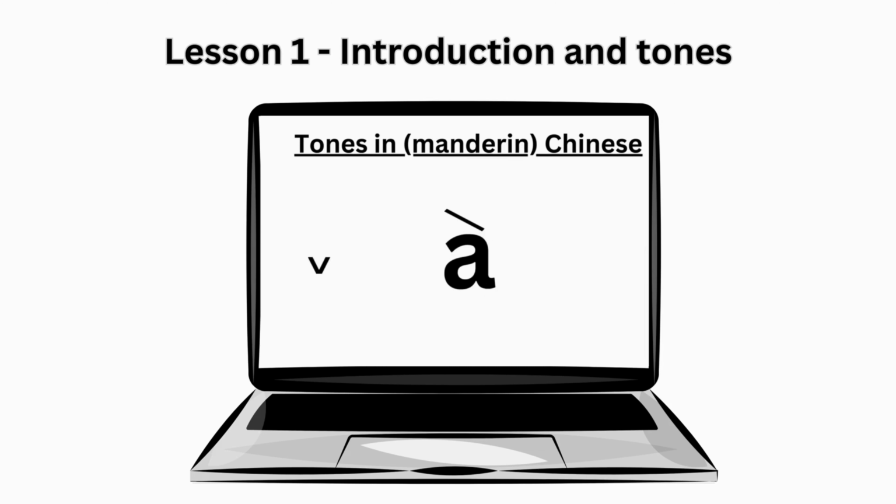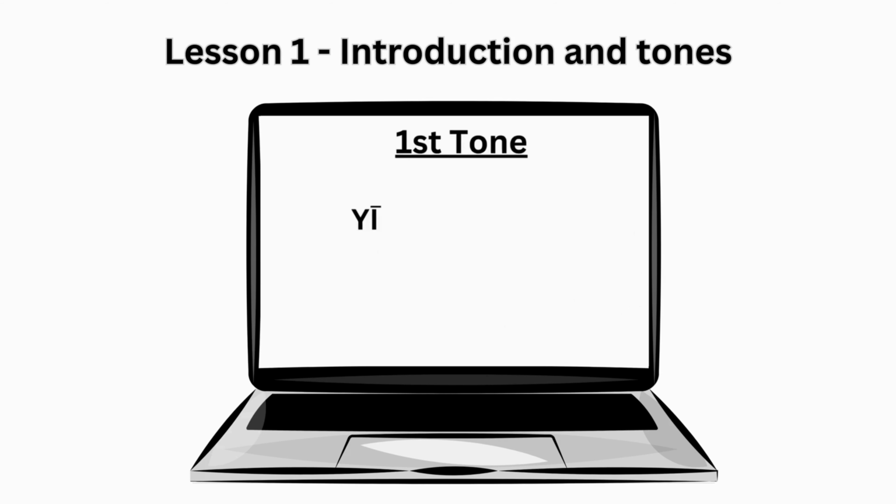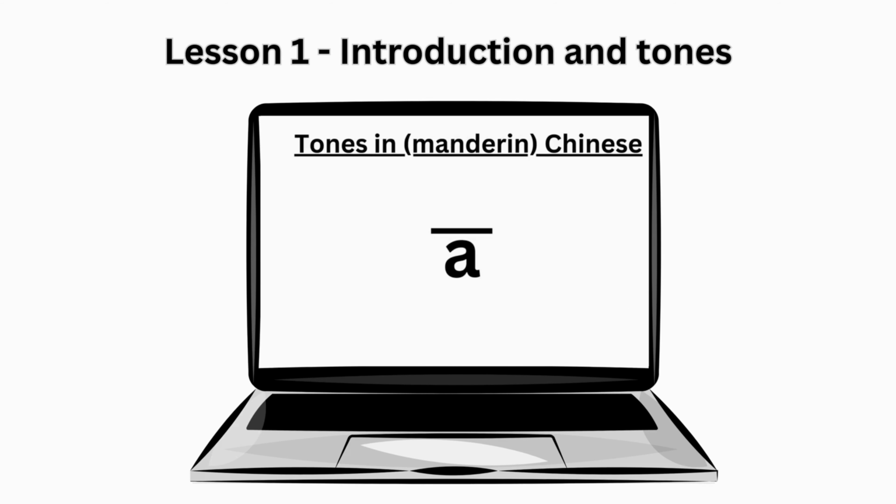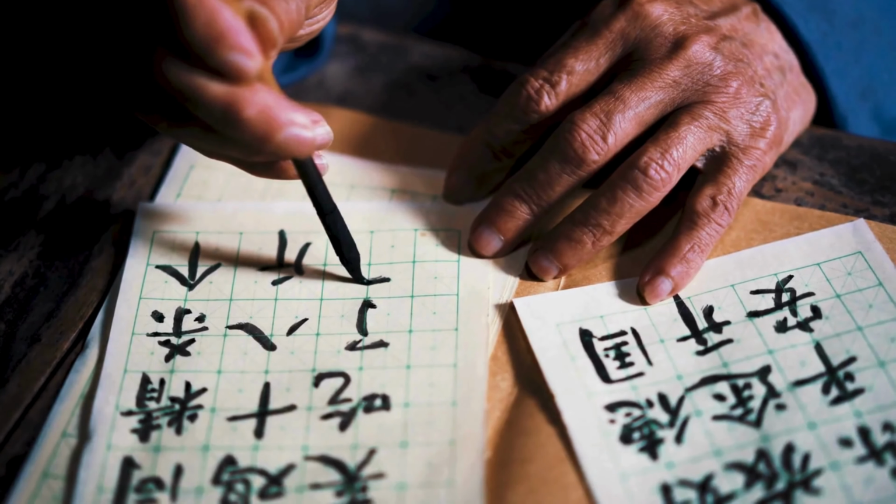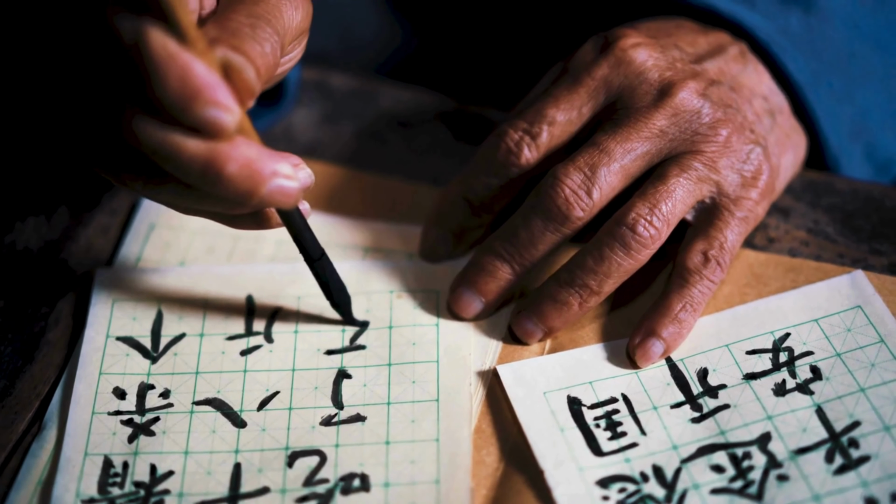If you have watched the Lesson 1 introduction video, now you have a little understanding of the Chinese language, and also about tones. If you haven't watched it, there is a link below. Go and watch it right now, because for this lesson, you have to know about Chinese tones. Now, let's look at how to read and write Chinese.